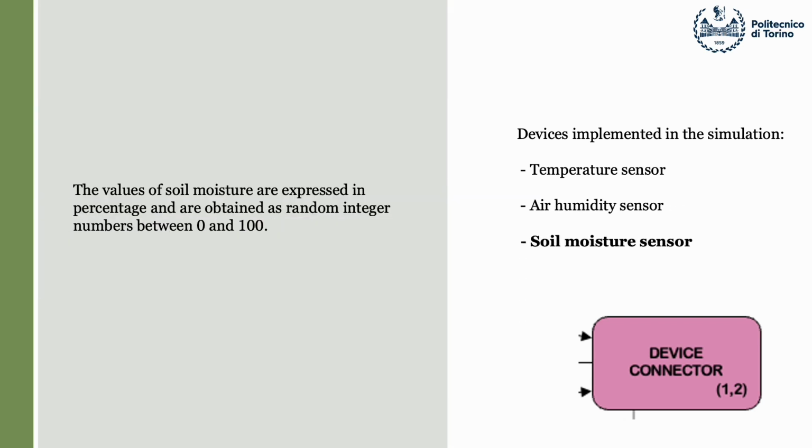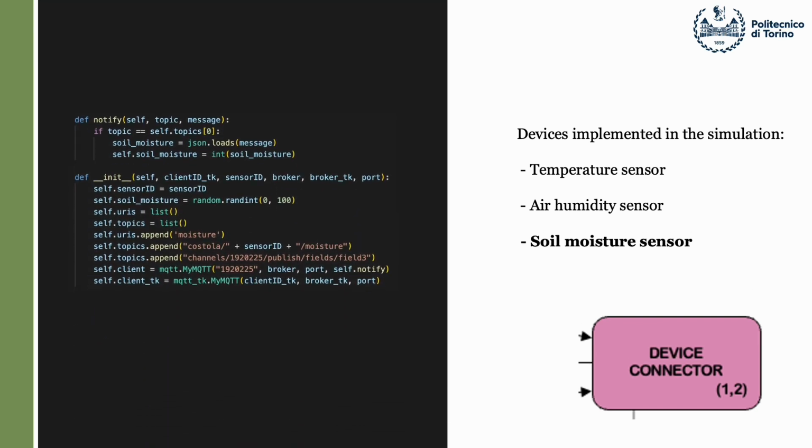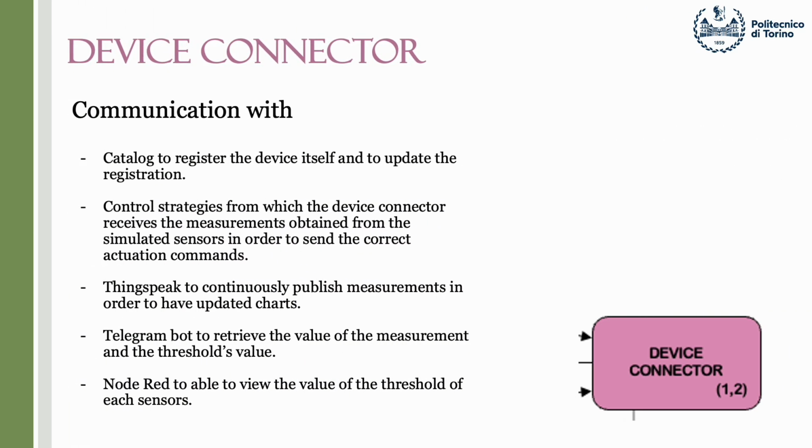As for the soil moisture sensor, it behaves in the same way as the air humidity sensor. Summarizing, the device connector communicates with the resource catalog, the control strategies, ThingSpeak, and finally with the Telegram bot.